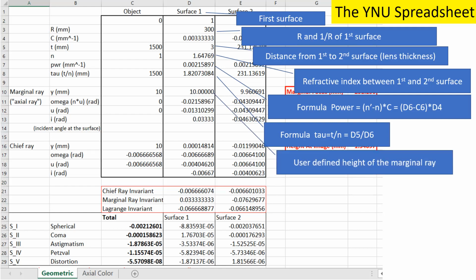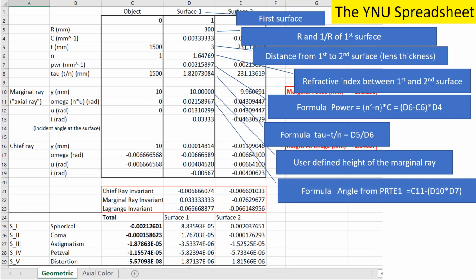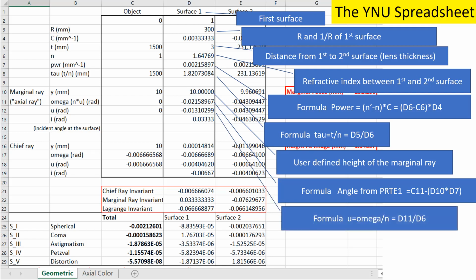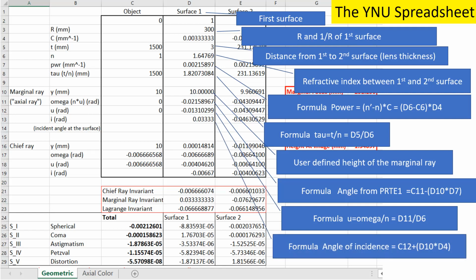I have a formula here for calculating the angle after the refraction using paraxial ray tracing equation 1, which you can calculate from givens. That calculation is actually for n times u, and you divide out n. Calculating the actual angle of incidence, which is relative to the surface normal, we don't use it in this particular problem, but it will show up later. And then there's one more surface.